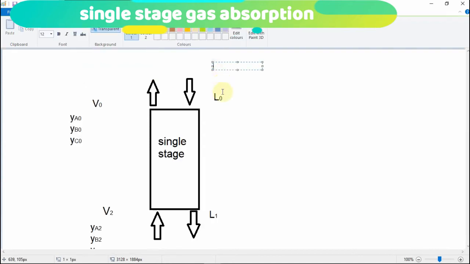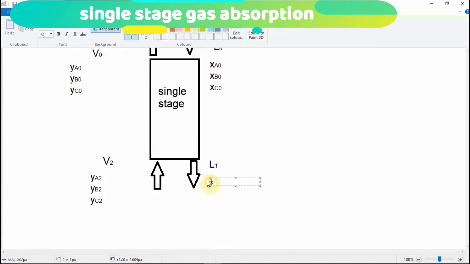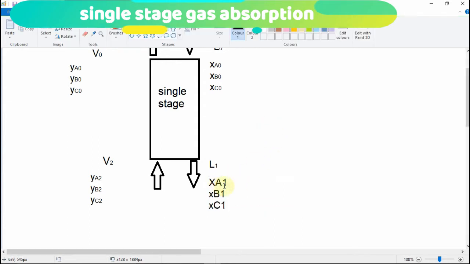Okay, so this one is L, so liquid, the mole fraction will be X, A, C. So this is stream naught, so write down naught, and last but not least, this one.